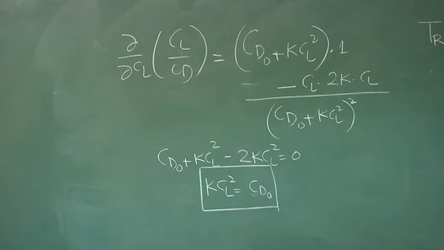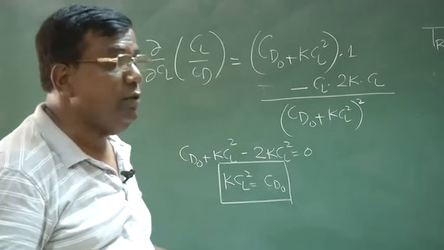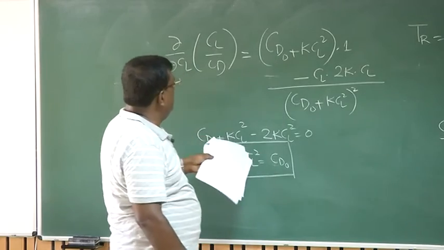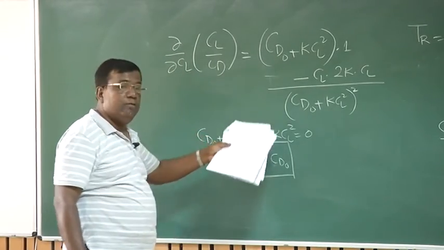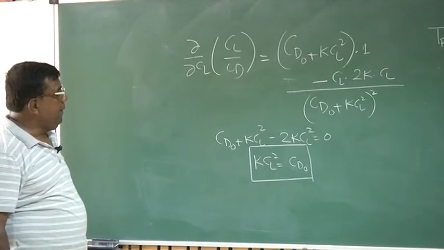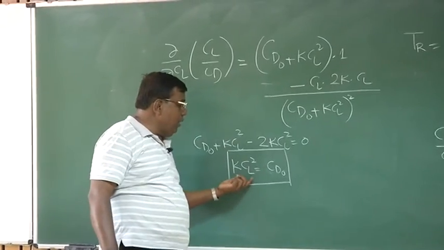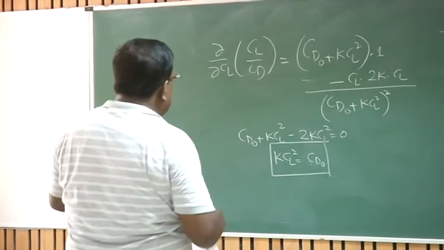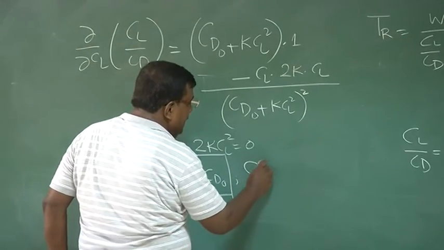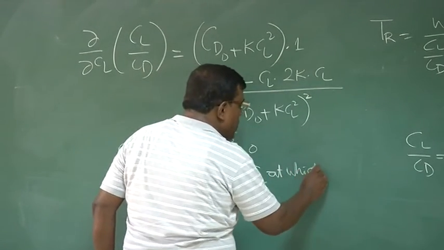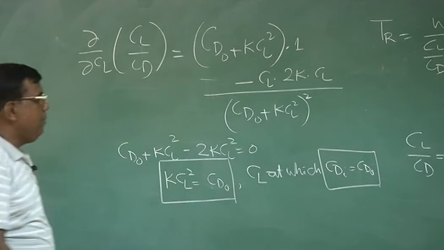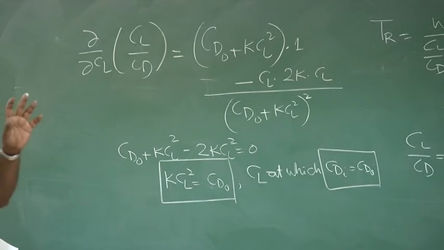If I take the second derivative to check whether this turning point is a maxima or not, you only need to see that the second derivative should be negative, which is straightforward from here. If I take a second derivative of it, I will again get a value less than 0. So it is indeed a maxima. But let's come back to the physics of the situation. What is K CL square? It was the induced drag. What was CD naught? The parasite drag. So what is the message? It says it is that CL at which induced drag is equal to parasite drag or zero lift drag. That is the CL at which the thrust required is minimum.